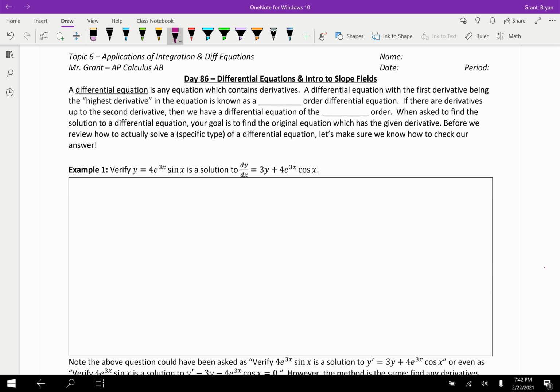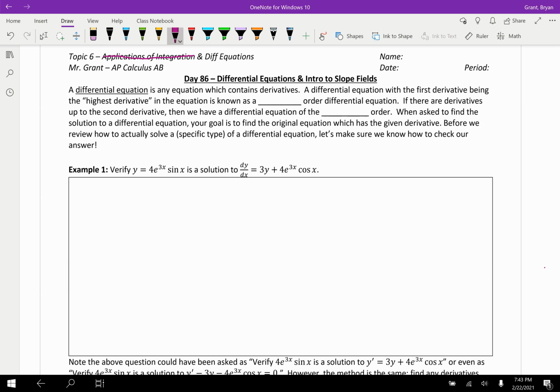Hello, AP Calculus AB. We're now over halfway done with our Topic 6 applications of integration and differential equations. In particular, we're done with our applications of integration, and we are moving on to our first day out of maybe 3 or 4 of differential equations. We've actually done differential equations before, we've just never really defined them as such. We actually even defined them one time, but that was so long ago that it's probably worth repeating. So let's get to it.